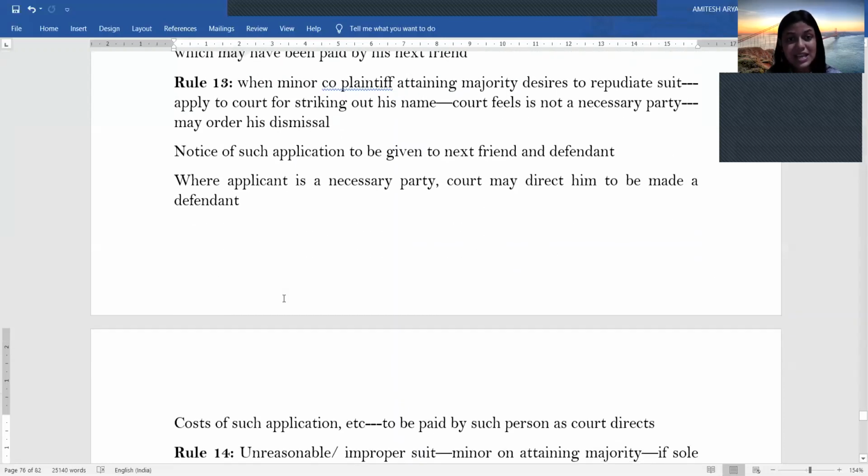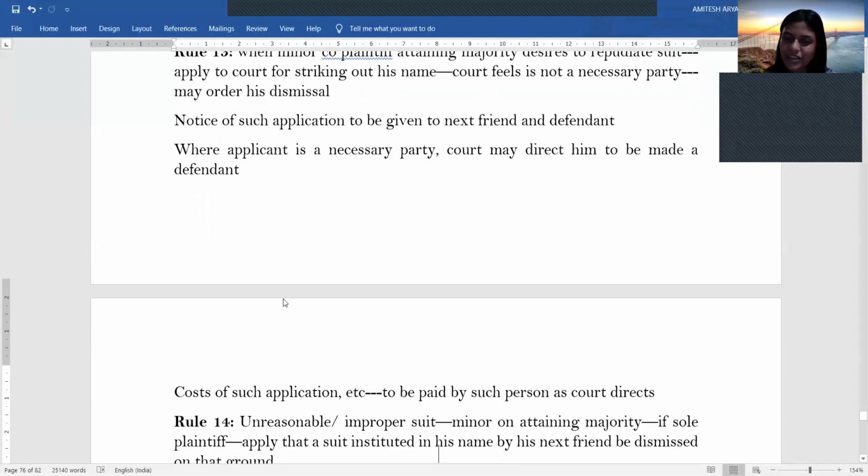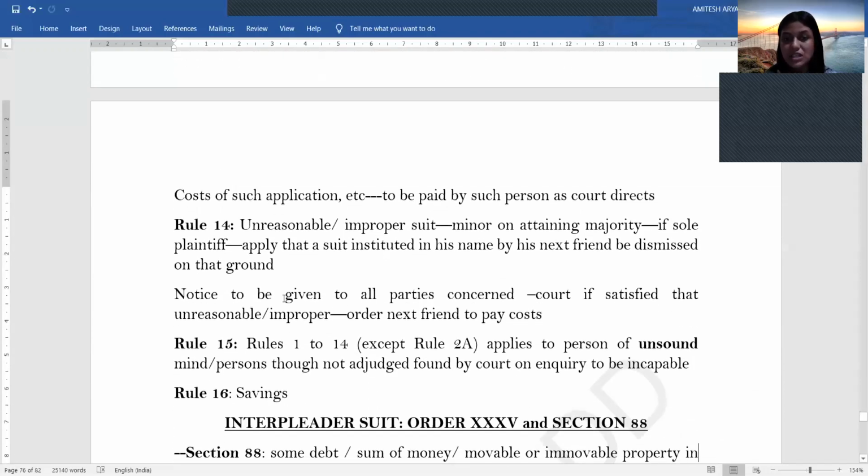Now, rule number 13 says that when a minor co-plaintiff attaining majority decides to repudiate a suit, he'll apply. He does not want to be a party to the suit anymore. He'll apply to the court: please strike out my name. And if the court feels that he's not a necessary party, it may order his dismissal. For the same application, notice will be given to the next friend and the defendant. Where he is a necessary party, then the court can direct him to be made a defendant. And the cost of such application will be paid by such person as the court directs.